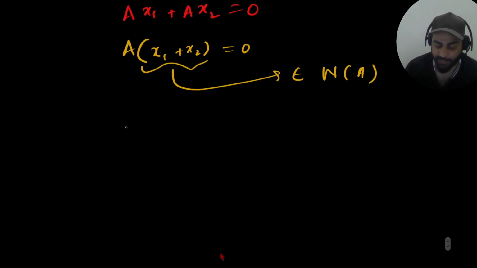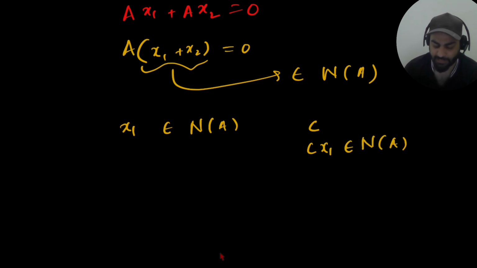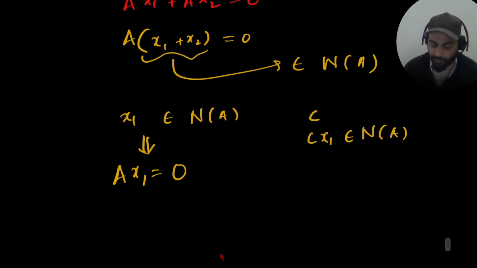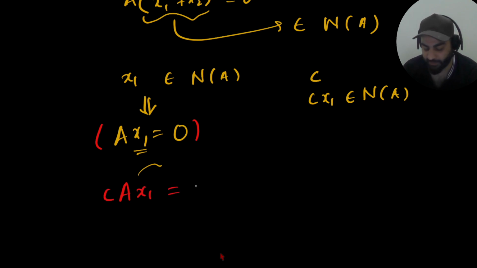Okay, so if we have a vector x1 that belongs to the null space of A, let's have a scalar c. I am saying that c x1 should also belong to this null space of A. How to prove this? Again, a simple proof. From this I can say A x1 is equal to 0. Now I can multiply both sides by c. So A c x1 is equal to c times 0, which means 0.